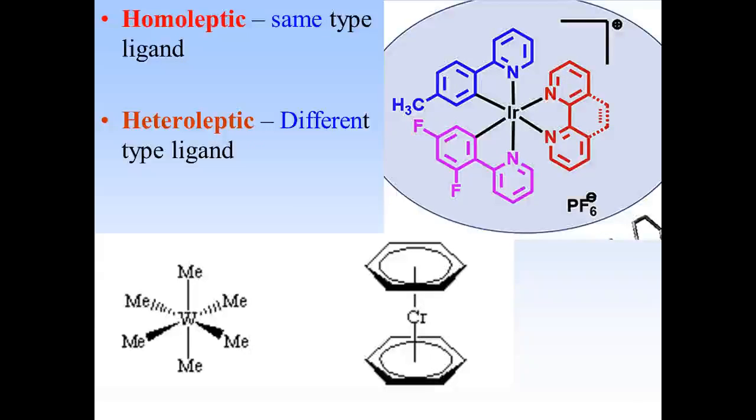And below that iridium compound, there are 2 different organometallic compounds. One is dibenzene chromium and another one is hexamethyl tungsten. So in those compounds, the same type of ligands are present, and they are known as homoleptic organometallic compounds. This is another type of classification.